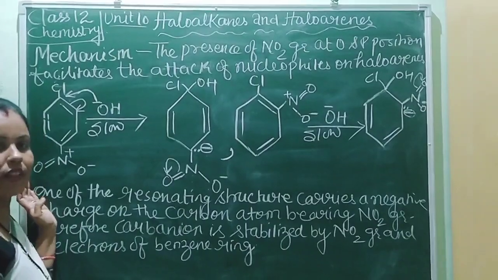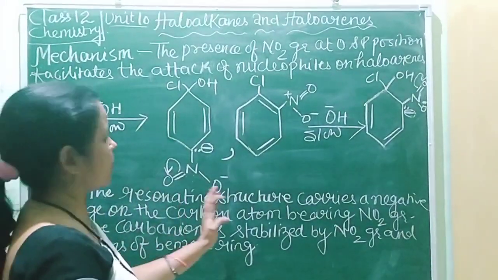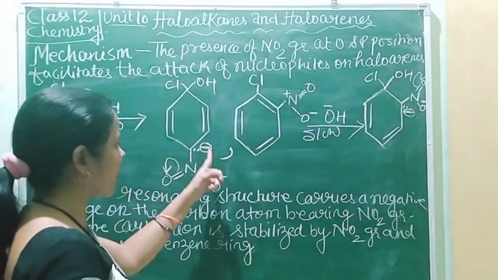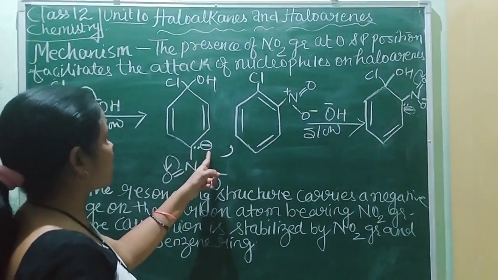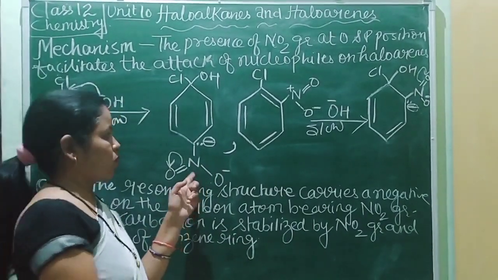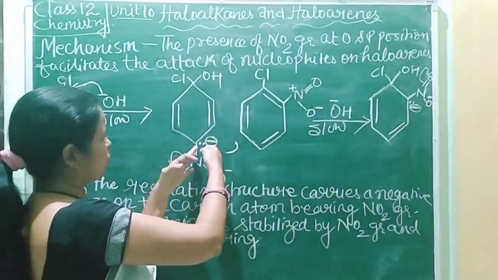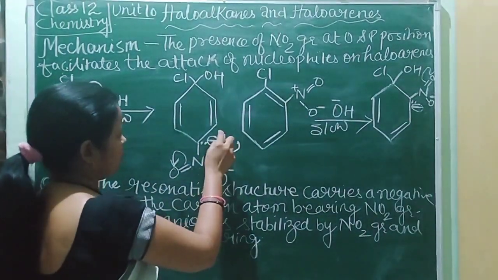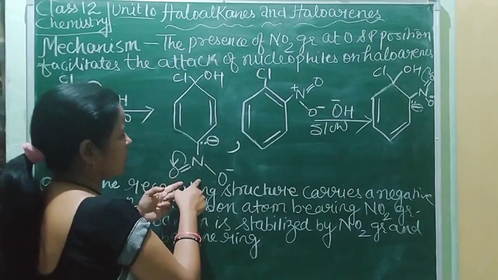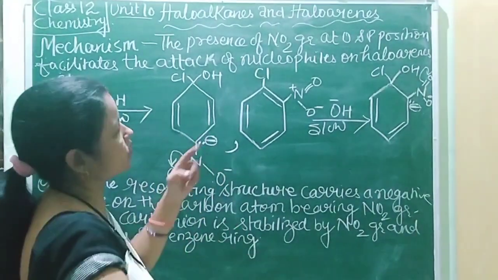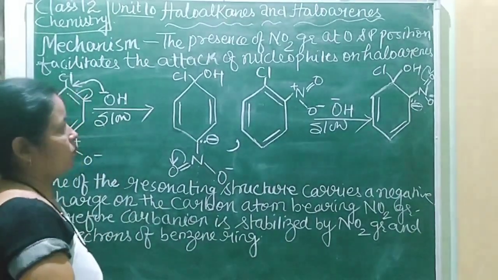Out of 4 resonating structures, one carries a negative charge on that carbon atom which is bearing the nitro group. So out of 4, I have shown you only one resonating structure, and this carbanion is stabilized by this electron withdrawing nitro group and the pi electrons of the benzene ring.